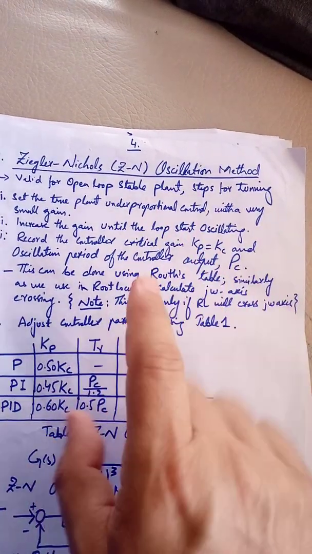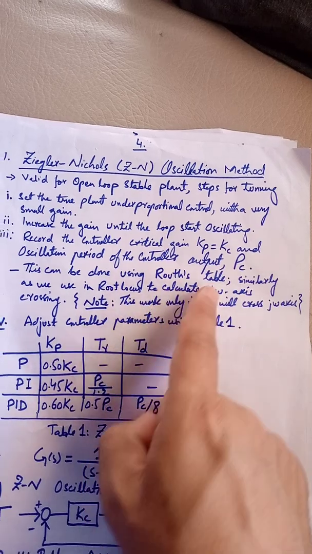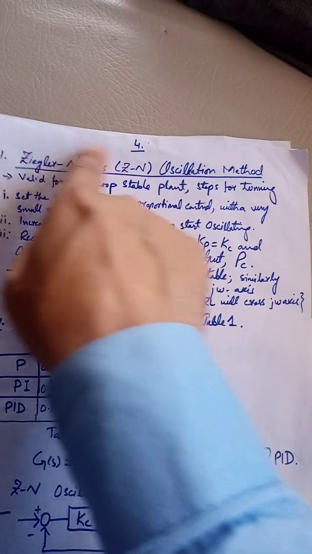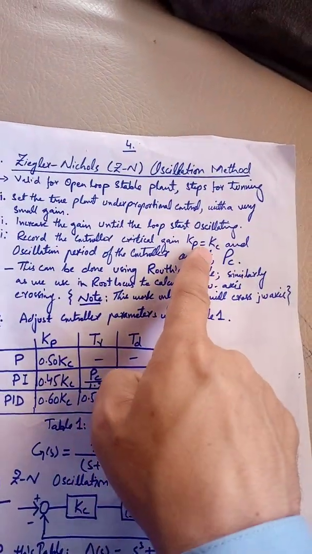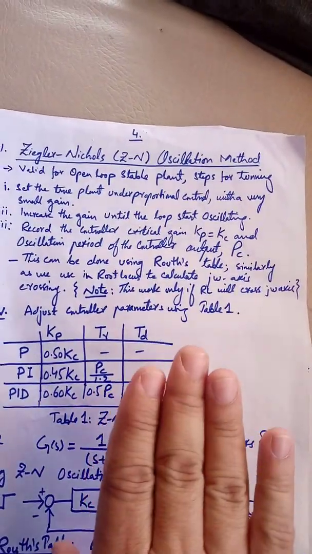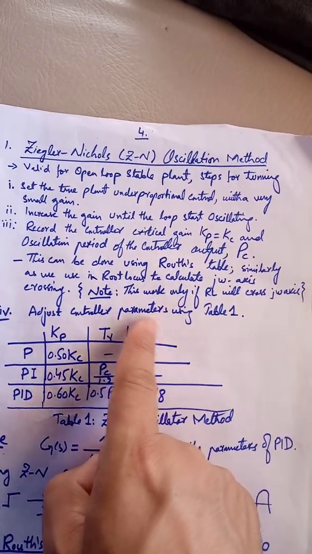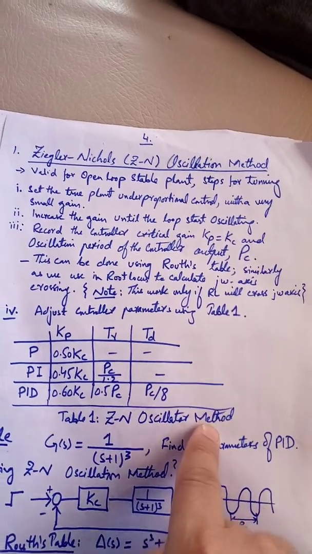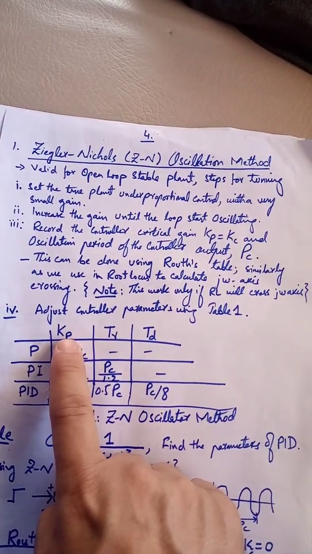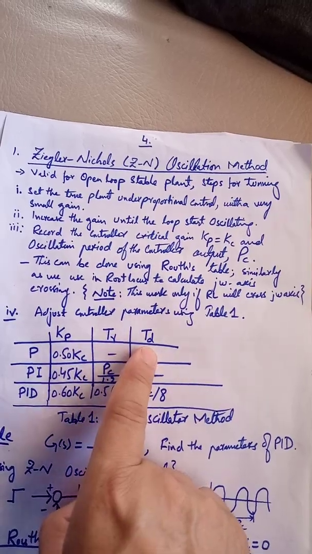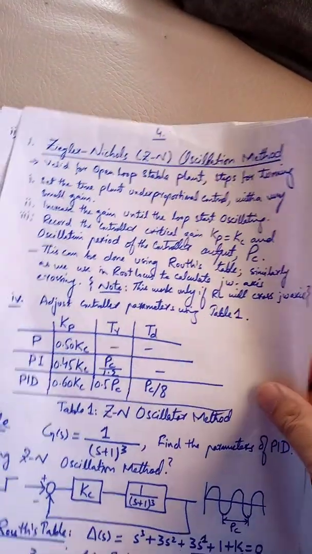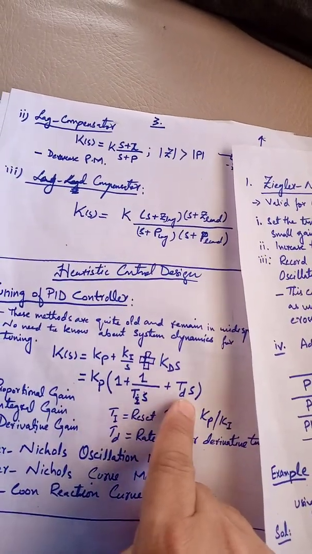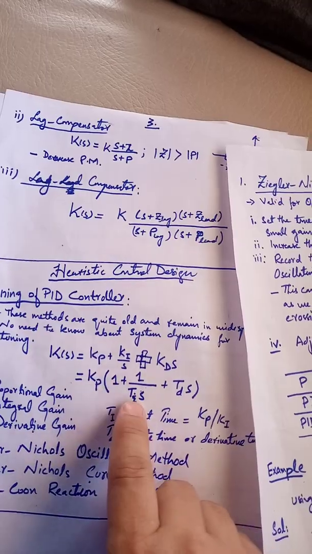Okay, now the main idea is that we can use root locus to find the Kc and Kp. So this is the main task of this technique. When you find Kc and Kp, then you have to do nothing, just adjust or tune the controller using table number 1. So the Ziegler-Nichols oscillation method table says how you find the value of Kp, Ti, Td. If you remember, we have a controller with values Kp, Ti and Td.